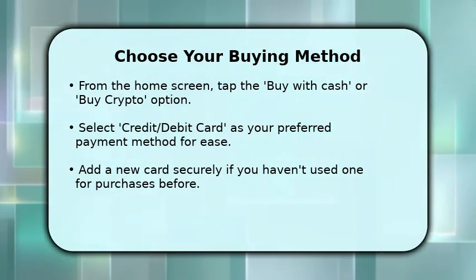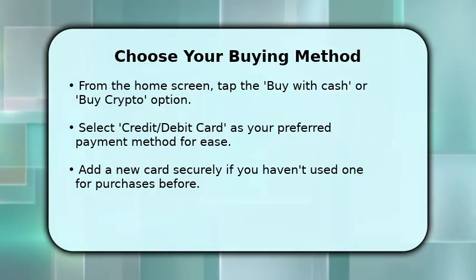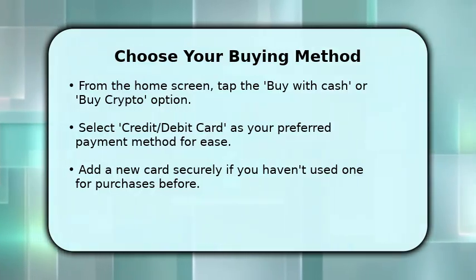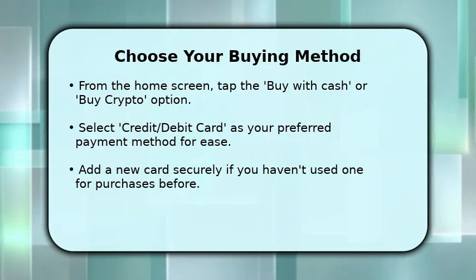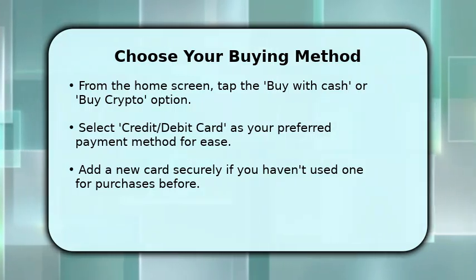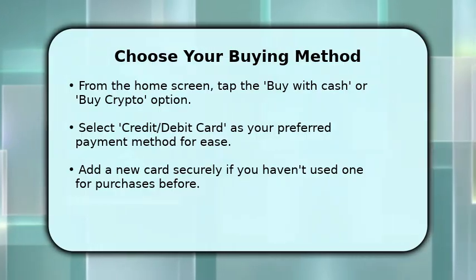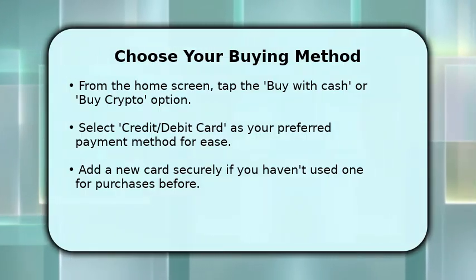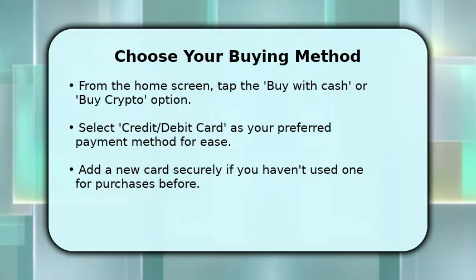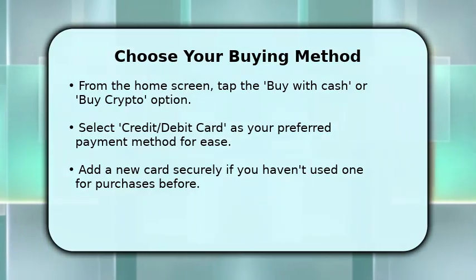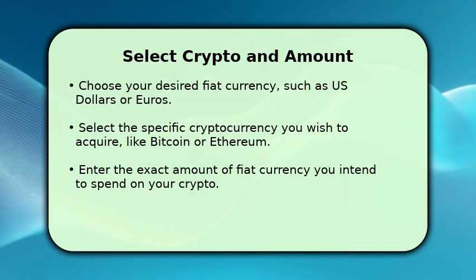On the Binance app's home screen, look for and tap the Buy with Cash or Buy Crypto button. This will lead you to the purchasing options. For an easy method, select credit/debit card as your payment choice. If this is your first time, you'll be prompted to securely add your card details, which usually takes just a minute or two. Now it's time to pick what you want to buy.